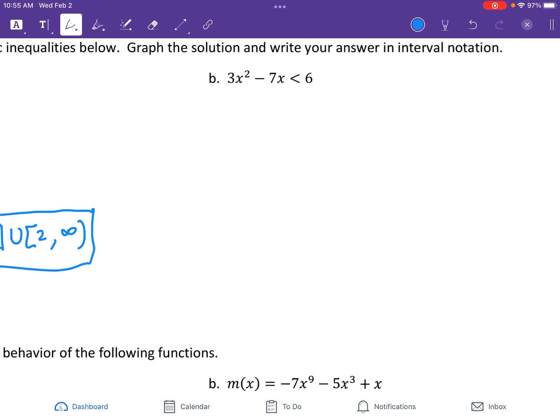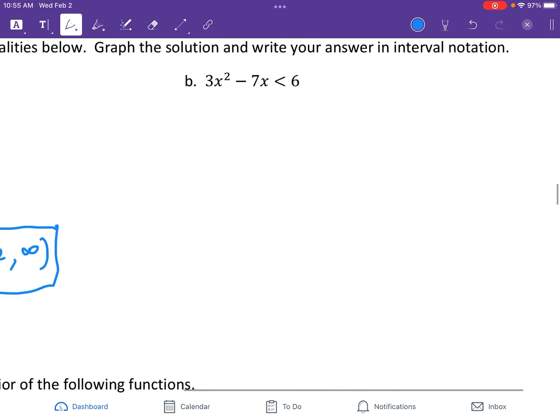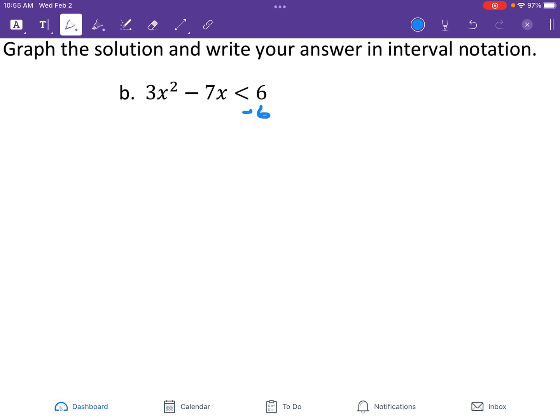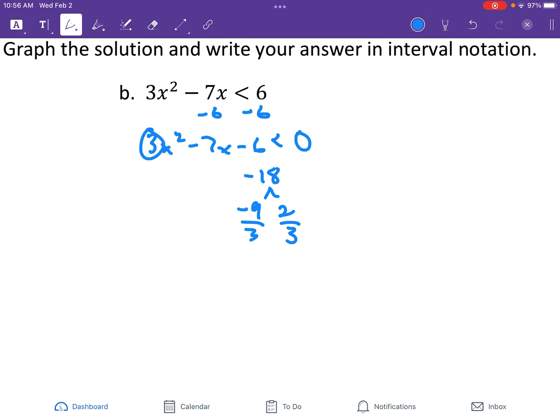Next, same idea. I have to get this set equal to 0 first, so I'm going to subtract 6. So I have 3x squared minus 7x minus 6 is less than 0. Okay, now I'm going to do the bottoms up method. So 3 times negative 6 is negative 18. Two numbers that multiply to be negative 18 but add up to be negative 7 would be negative 9 and positive 2. I then divide both these numbers by the first term, which is 3, and I reduce my fractions.